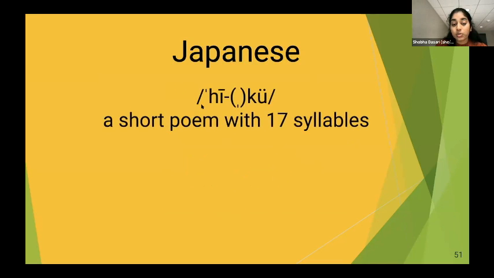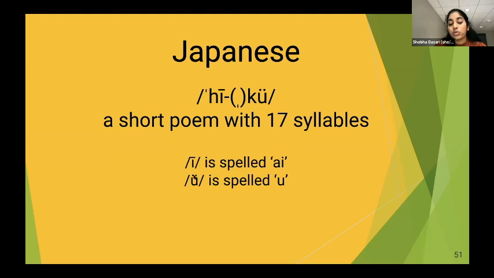Then one more example of Japanese would be haiku. And this is a short poem with 17 syllables. Okay, so you basically have in Japanese, the I sound is spelled with an AI, and then the U sound is spelled with just a U. We don't have to go fancy or do an OU or anything like that. In Japanese, it's just spelled U. So the correct spelling of haiku would be H-A-I-K-U.